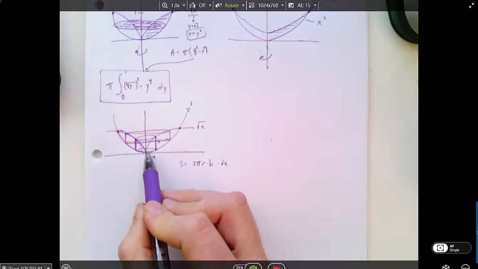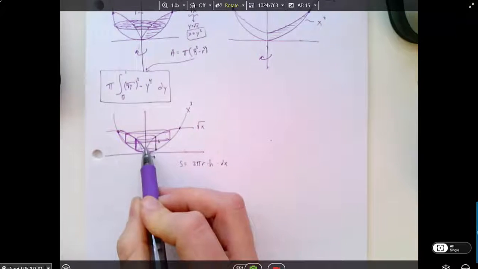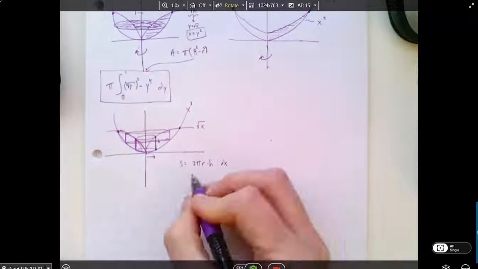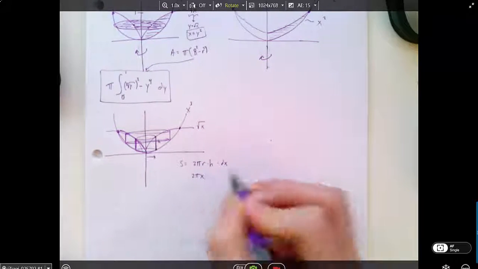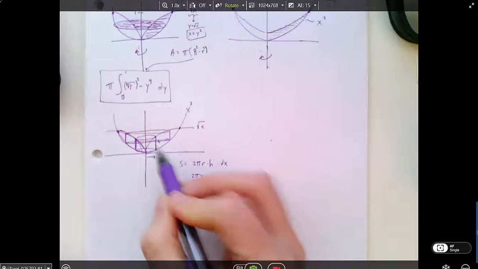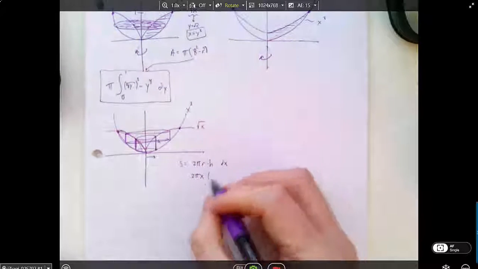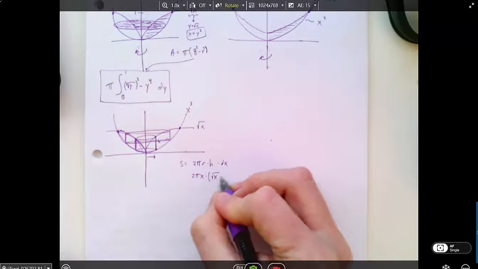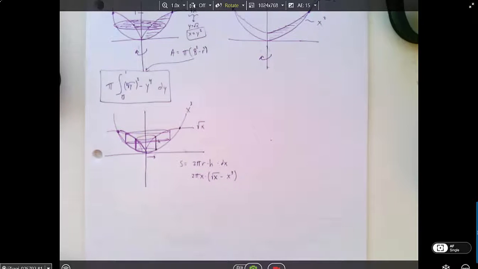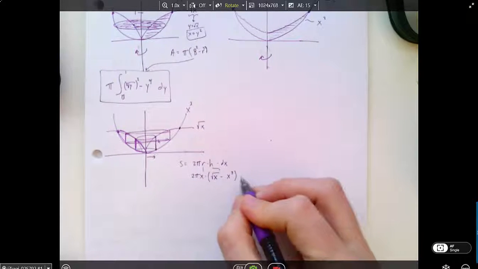So the radius here, the r for the radius, is the distance from my y-axis out to the point that I'm evaluating at. So that's the same as x. So 2 pi x. And then the height is just the difference between the y values at that x coordinate. So let's see, my upper curve is root x, so that's root x minus x cubed. So that's the height. X is the radius, and I've got dx.